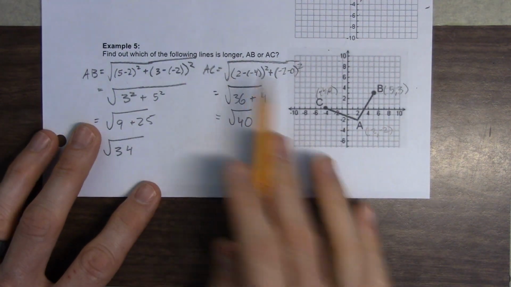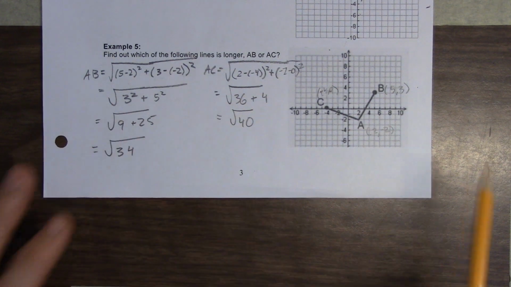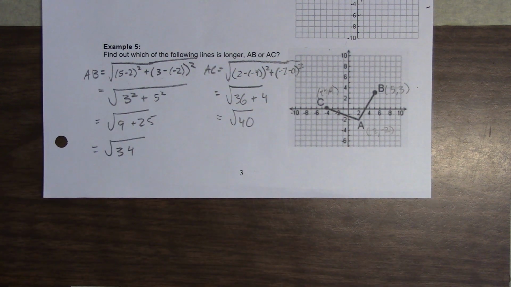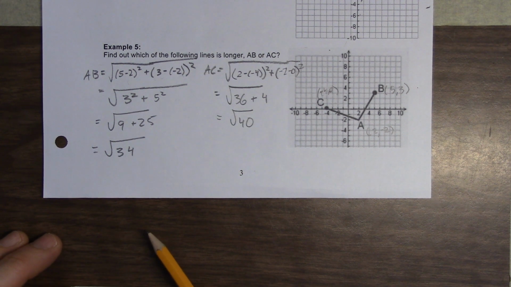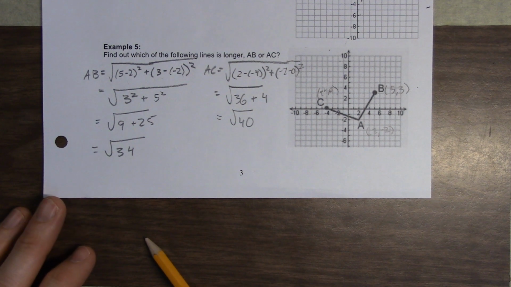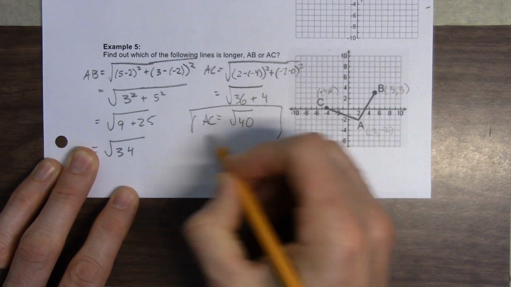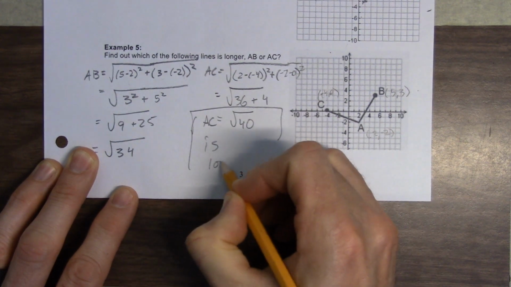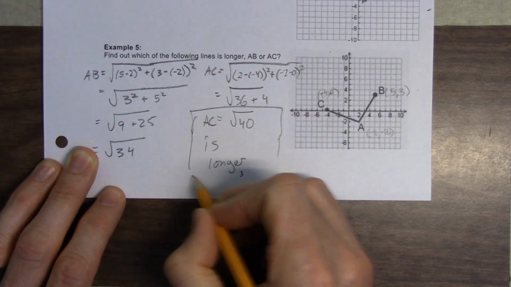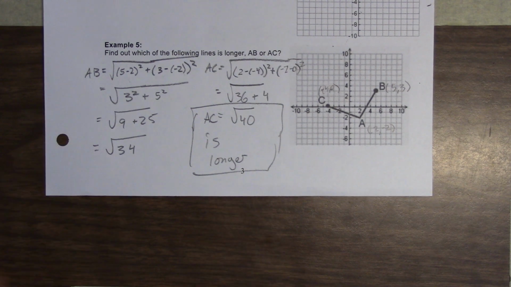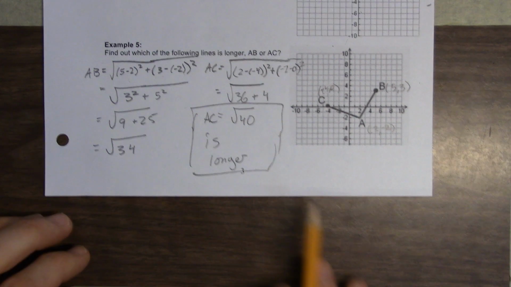Alright, so which line is longer? AC or AB? RC. What? Yeah, AC is longer. 40 is greater than 34, even if you square root it. Okay? Questions with that one?